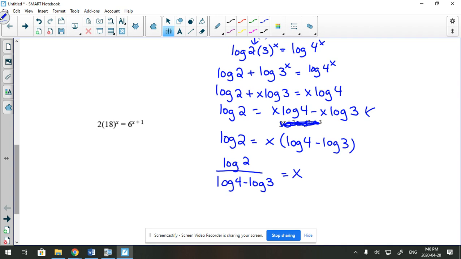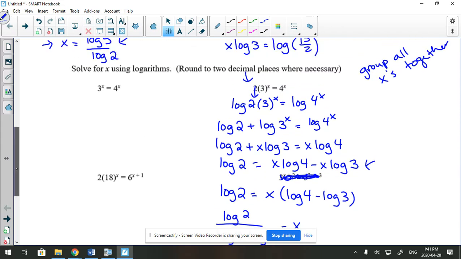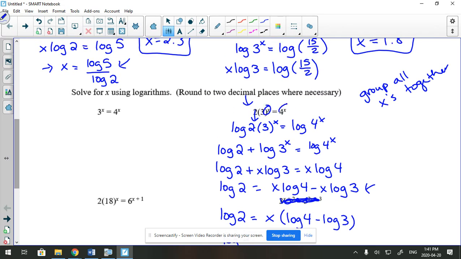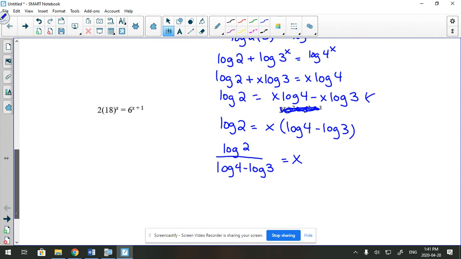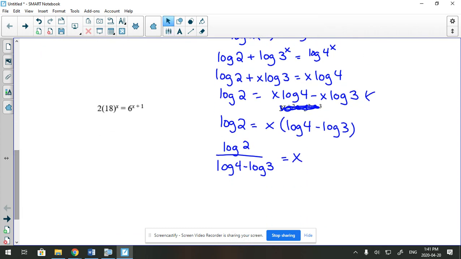And now we have our x for ourselves. So you have to be careful. If it's just a single x, it's not too bad. It's pretty efficient to use logs, so you can do it really quickly. If you have more x's, like we had up here, where you ended up having an x here and here, you're probably going to have to expand it all out and then factor out the x to get it to be a single x to isolate. And then you're going to type that into your calculator. So again, just be careful with brackets.